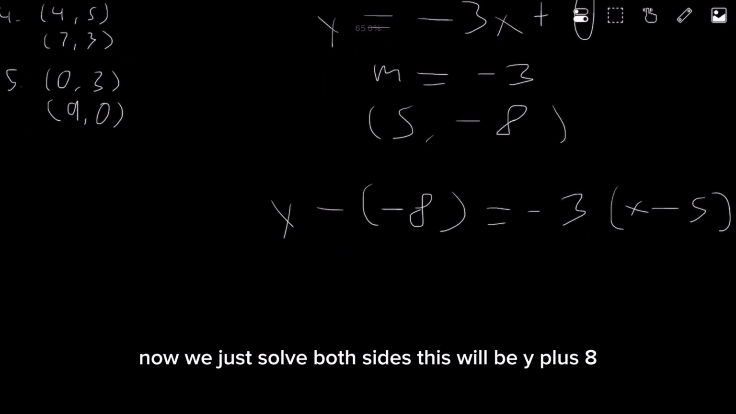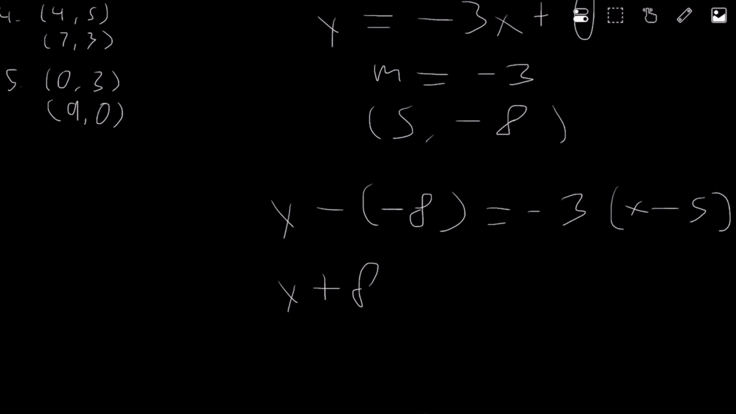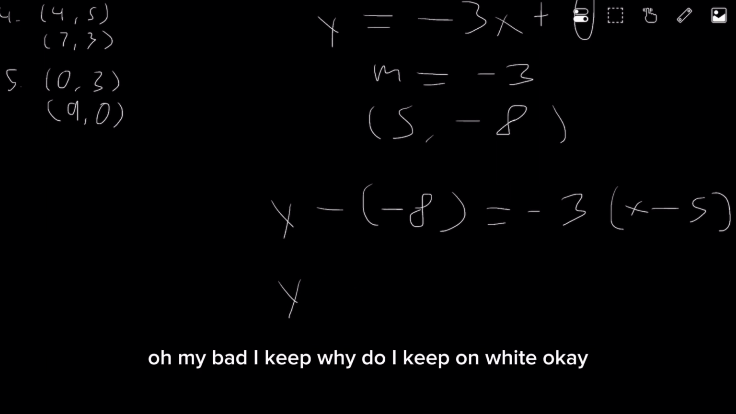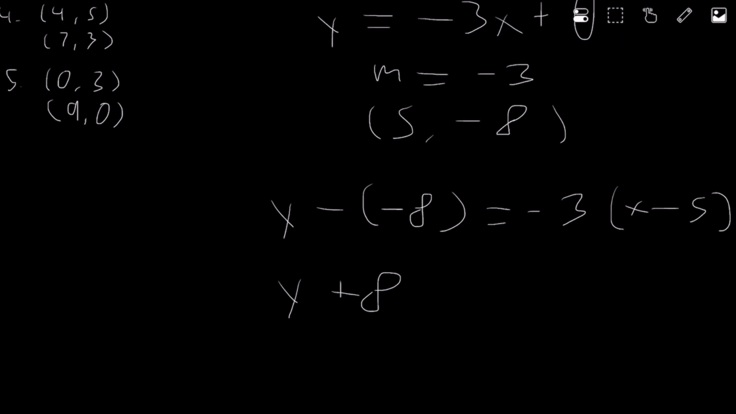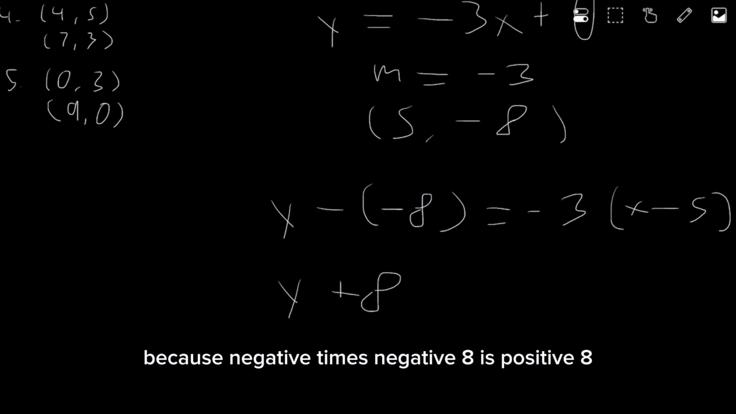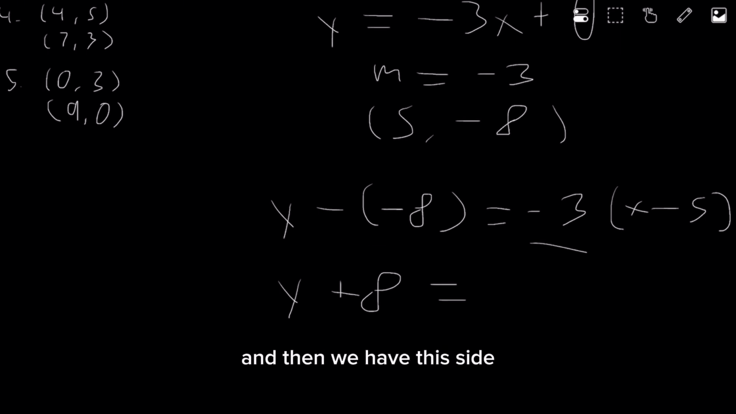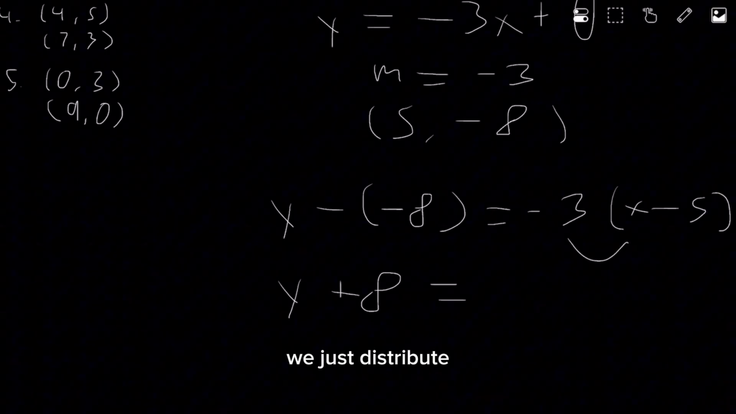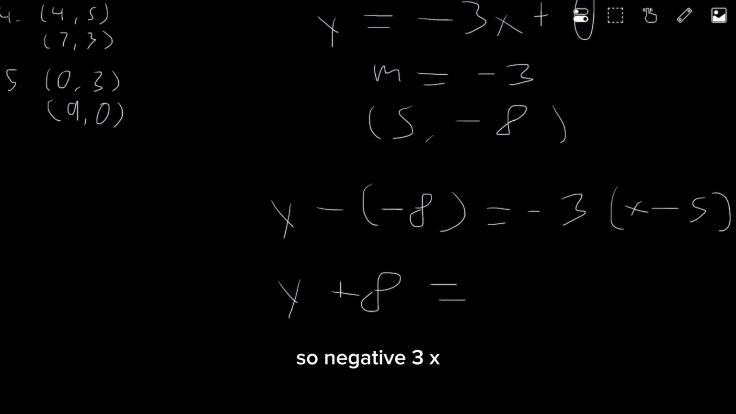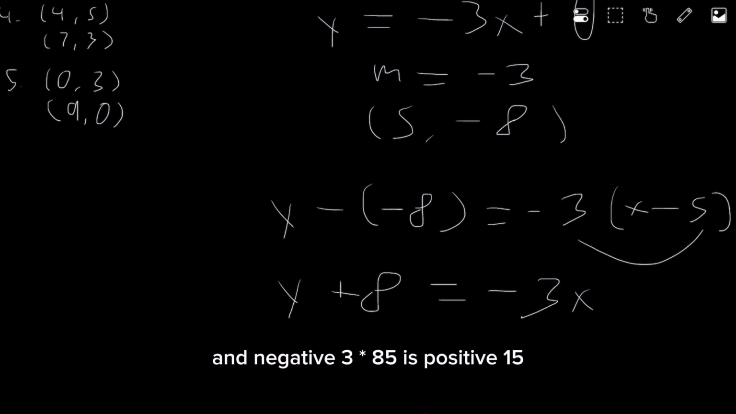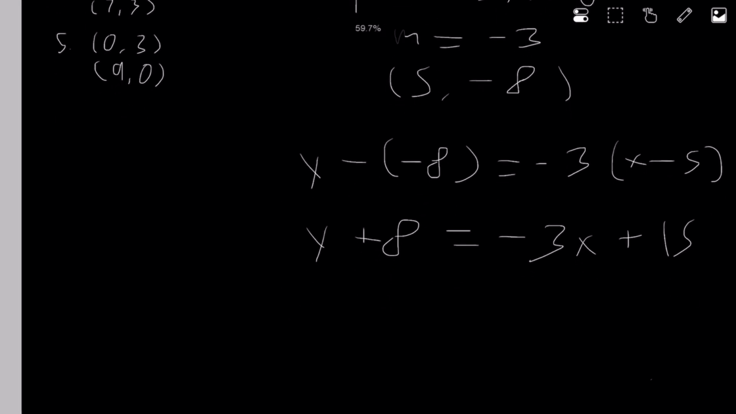Now we just solve both sides. This will be y plus 8, because negative times negative 8 is positive 8. And then on this side, we just distribute. Negative 3 times x is negative 3x, and negative 3 times negative 5 is positive 15.